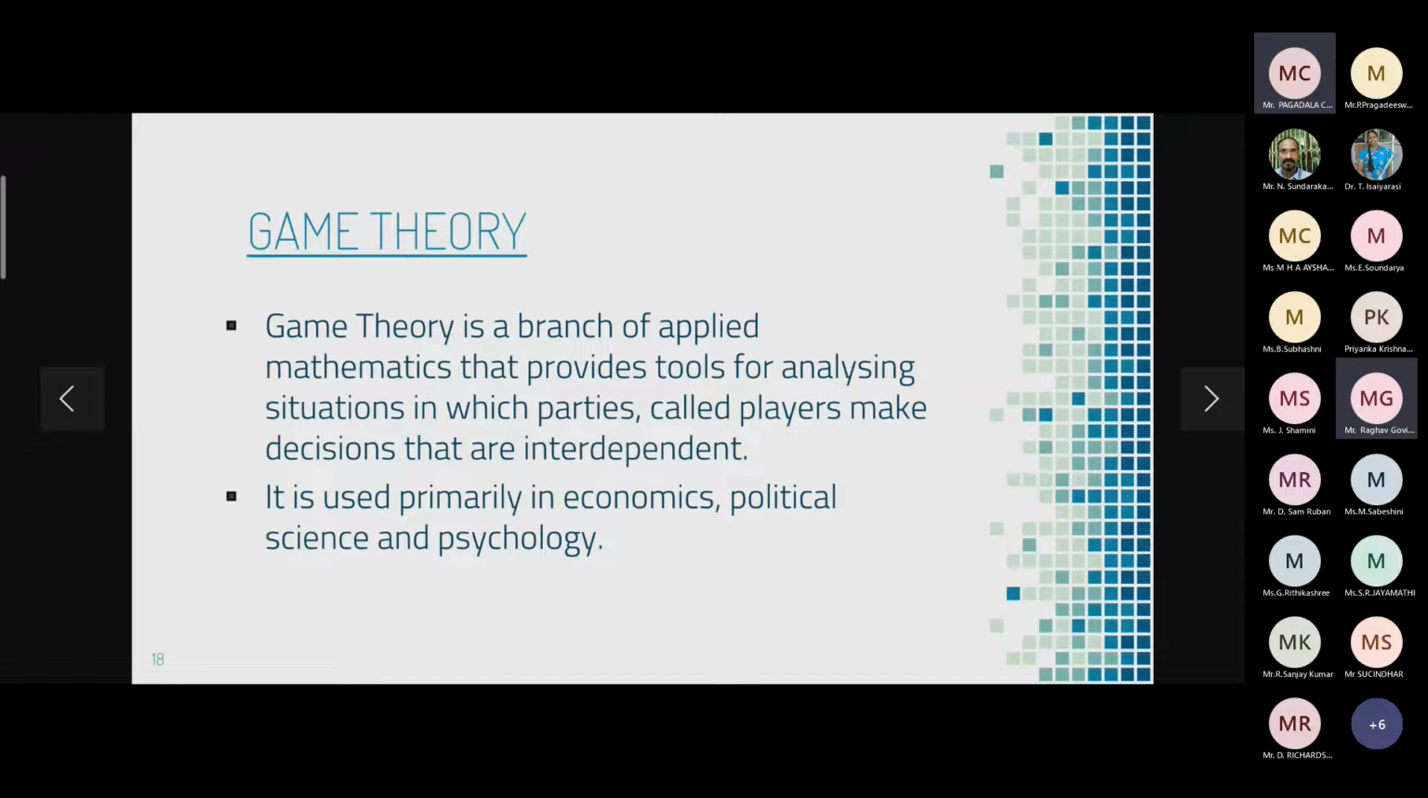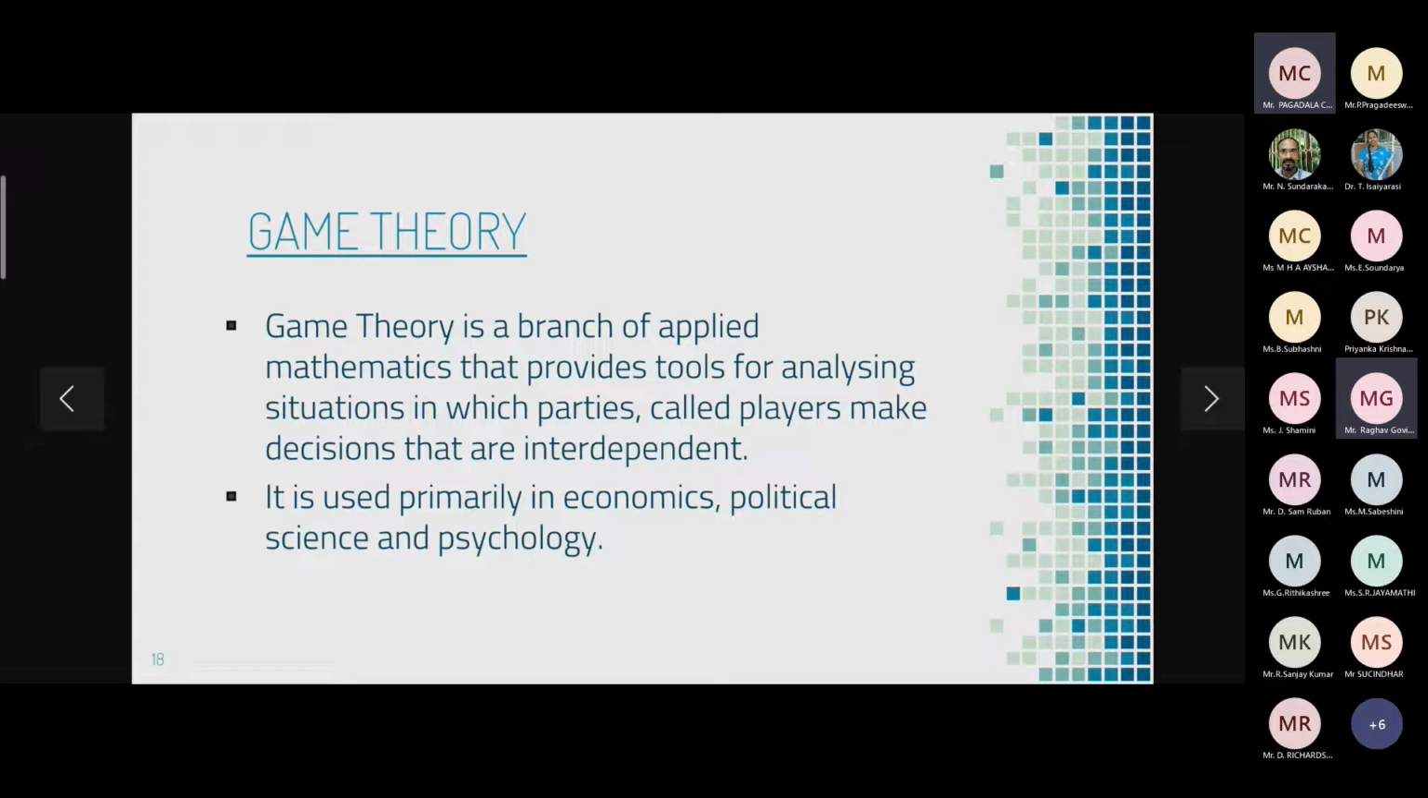There are three types of decision making. The first one is deterministic, the second one is probabilistic, and the third one is uncertainty. If we discuss game theory, it has a major role in all the fields. It can be included in many colleges as a separate subject.